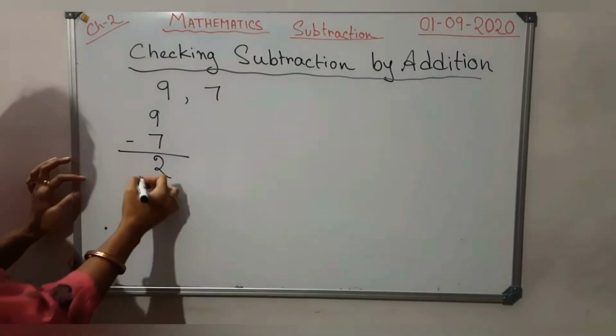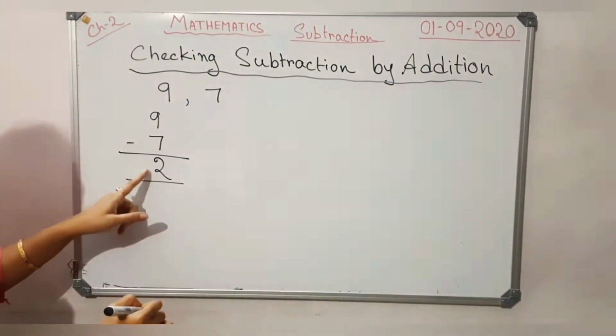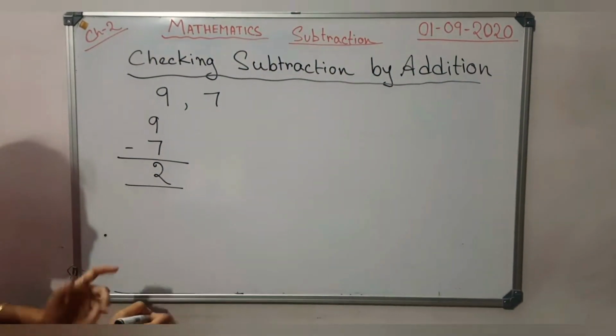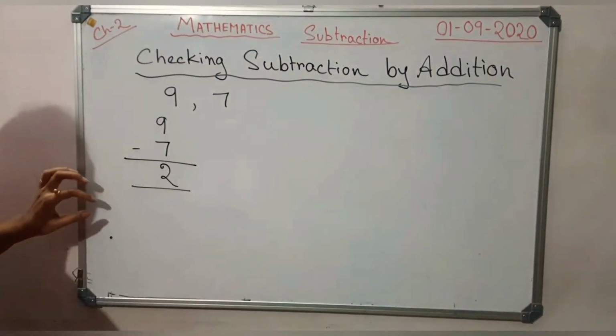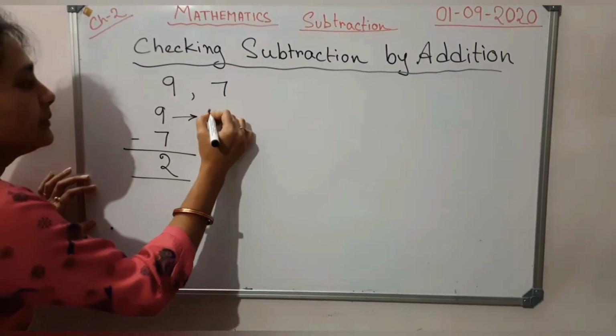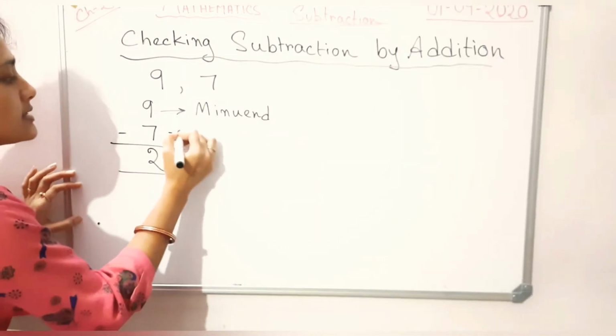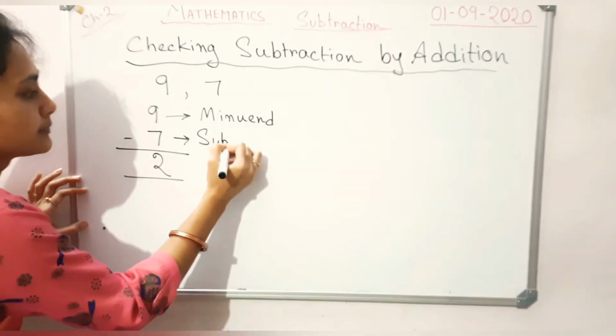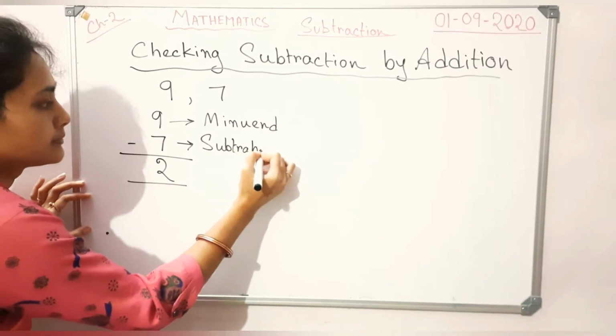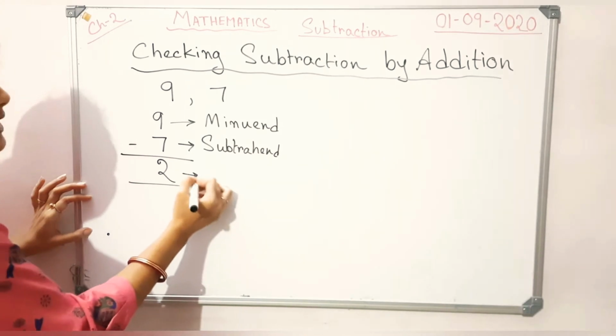Fine. Now I have to check whether my answer is correct or not. How can I check? This is my minuend. This is my subtrahend. And this is my difference.